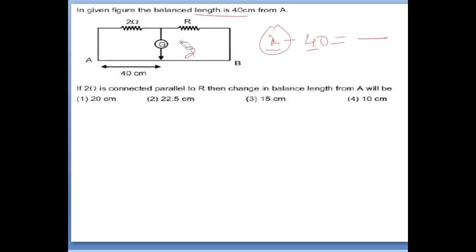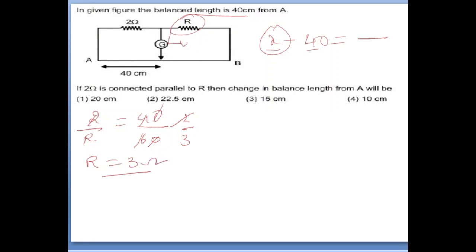So first, given 40 centimeter, his intention is that you have to find the R value. Take the balancing condition: 2 by R is equal to 40 by 60, that is L by 100 minus L. So you will write it is 2 by 3, the 2 gets cancelled, and from here R equals 3 ohm. That is the first idea. Next idea: connecting the 2 ohm in parallel with R, which is 3 ohm.